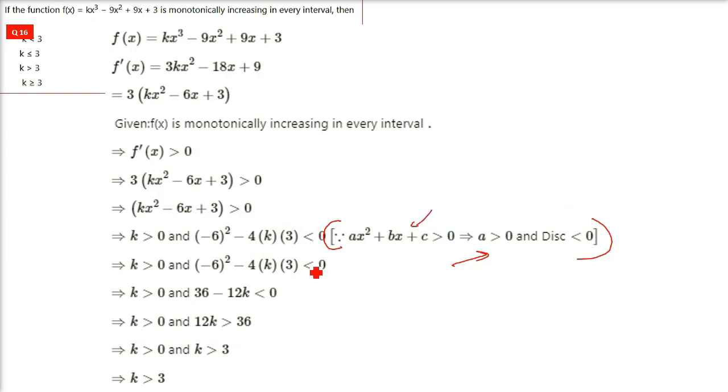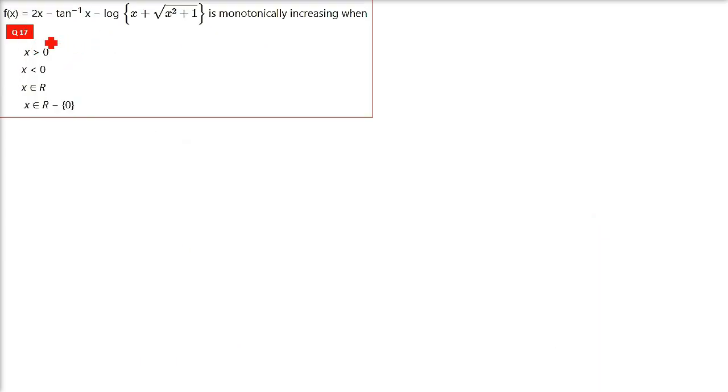You have to take these two things into account. F dash x greater than 0 or less than 0 is already there. Now here the differentiation will take some effort, but monotonically increasing is simple with what we have been doing. We just differentiate it and take it as greater than 0 because it is increasing.